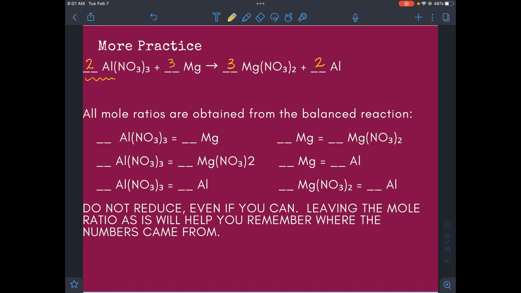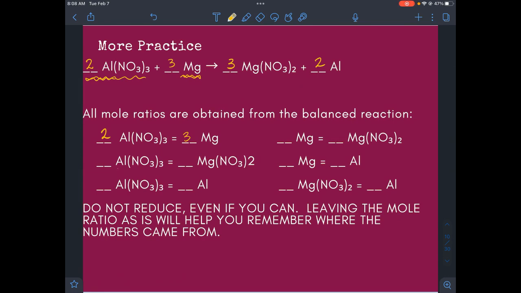So down below here, we are filling in the mole ratios. Again, these are just the numbers from the balanced reaction. Watch along with the first 2. Aluminum nitrate has a coefficient of 2, so I put a 2 in front of it for the ratio. Magnesium is next, and magnesium has a coefficient of 3. So the mole ratio between those two particular chemicals is 2 to 3.